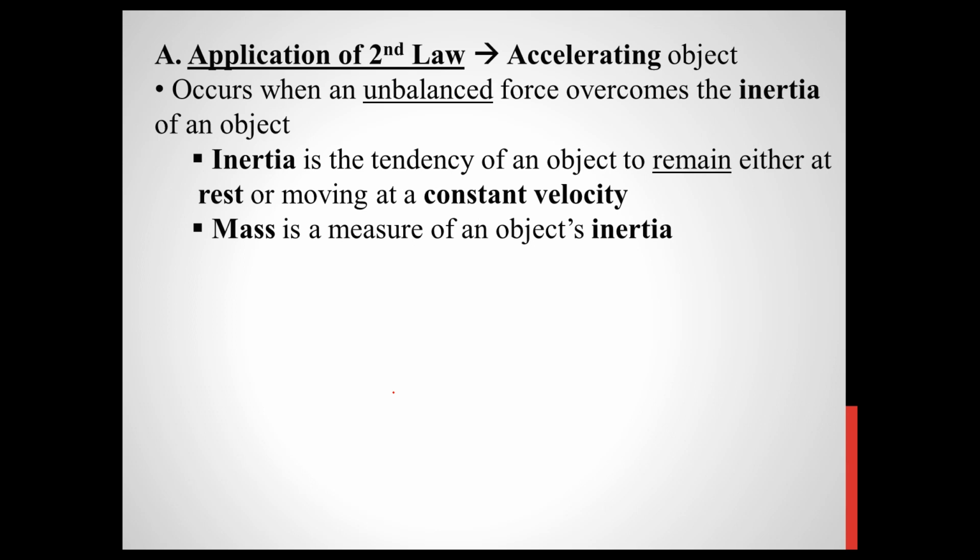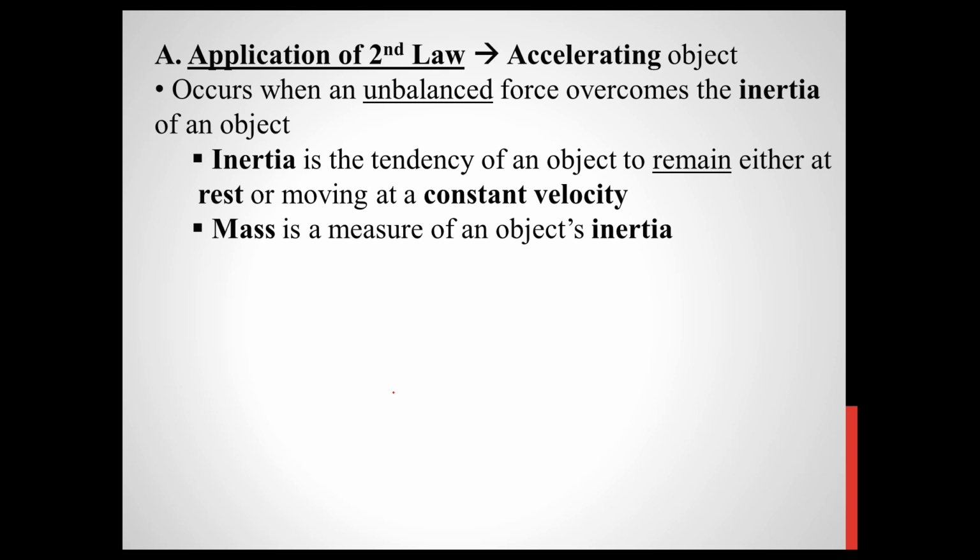Now, a chemistry definition of mass is, I think, the amount of matter or particles that makes up an object, which I think is fine for a definition in chemistry. In physics, we like to define mass a little bit differently. The way we define mass in physics is we say mass is a measure of an object's inertia.